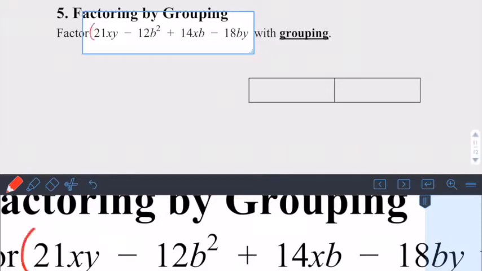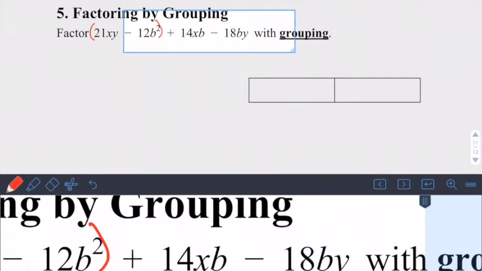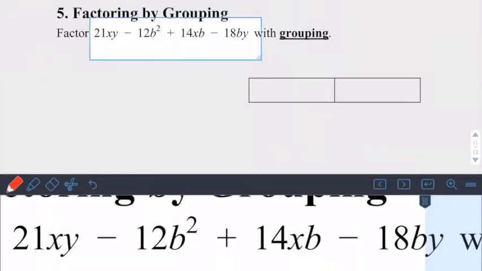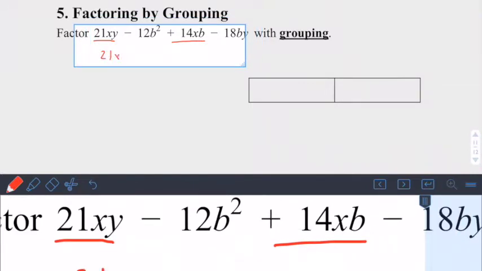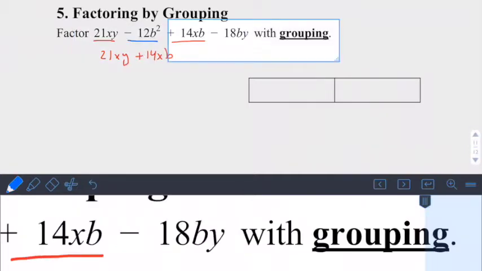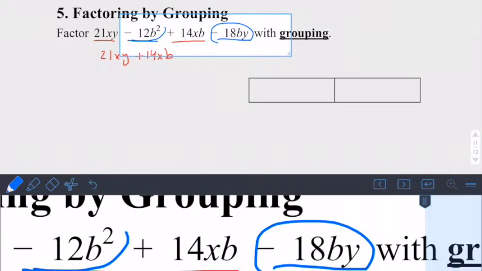So if I look at these two, I can't factor out any x's, y's, or b's. And if I look at these two, I could factor out a b, but that's not going to match. So I need to switch my order up. So what I'm going to do is use my commutative property, and I'm going to put these two together and say 21xy plus 14xb. And now I'm going to write this one third and this one fourth.